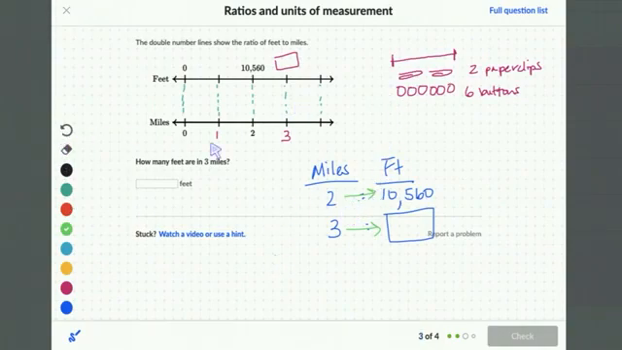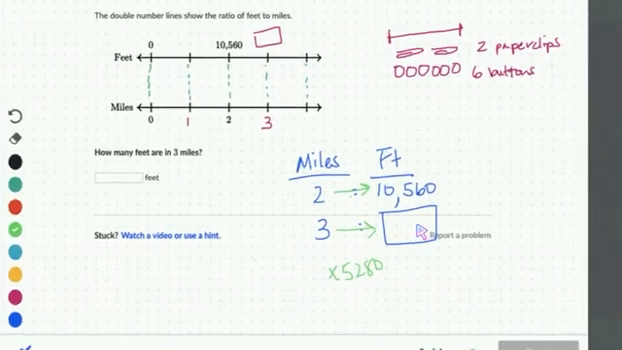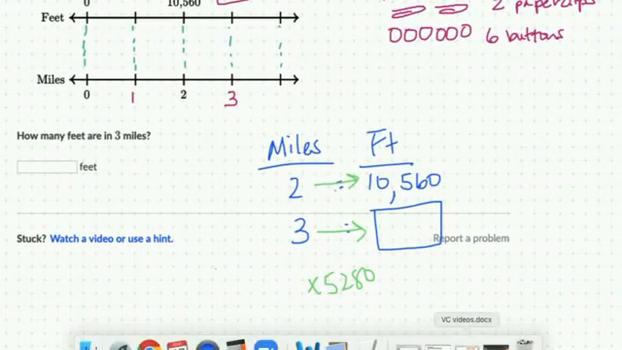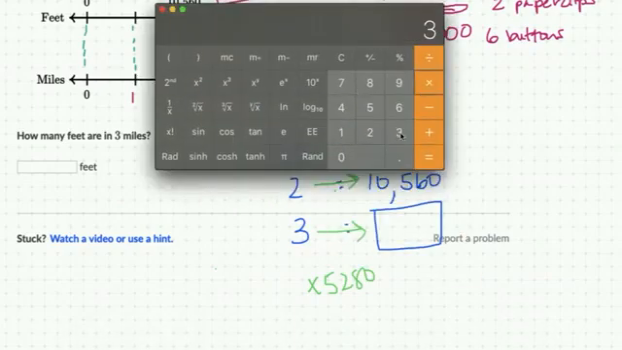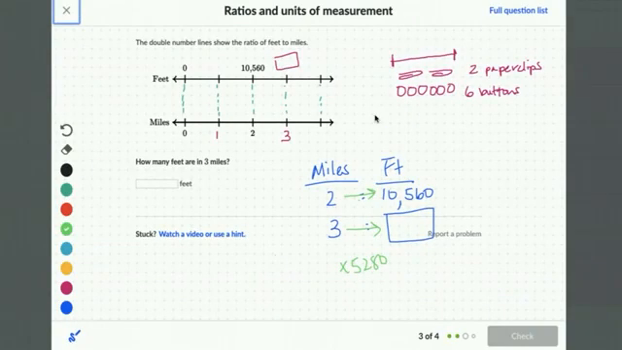Times 5,280. So that's the amount of feet in a mile, actually. That's a very famous number. There's 5,280 feet in a mile. So if you can remember that, that'll make your life even easier next time. So to get from 3 miles to the unknown amount of feet, we would just take the 3 and multiply by 5,280. And that's 15,840. That should be our answer.